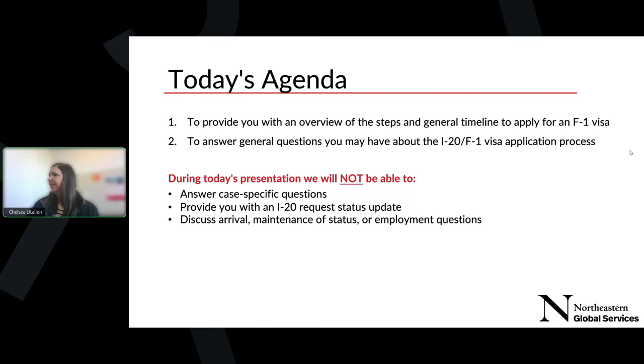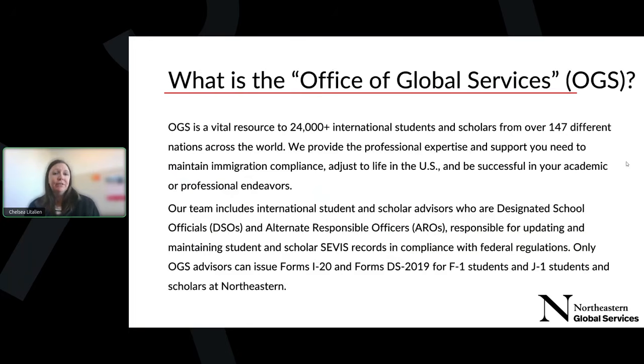So with that, I've mentioned the Office of Global Services, or OGS, a couple of times. OGS is a resource for Northeastern's very, very large population of international students. We have the second largest population of international students of any university in the US, with over 24,000 international students and scholars at our US Global Campus Network. Those students represent over 147 different nations. So you will be in very good and very diverse company here at Northeastern.